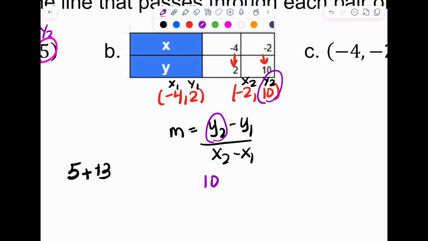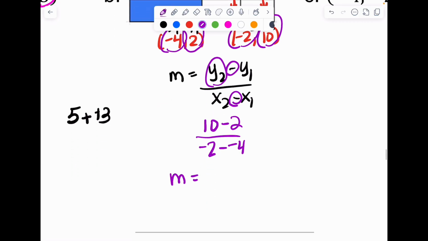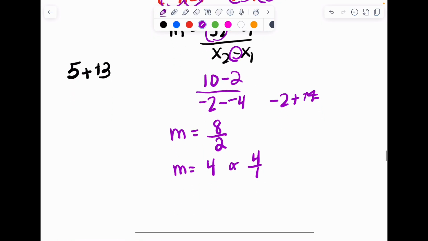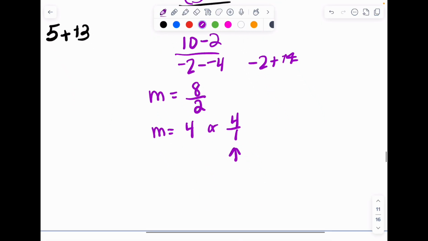y2 is 10. Carry down that subtract. And y1 is 2. x2 is a -2. Carry down that subtract. And then you've got a -4. The numerator of this slope is 8. And -2 minus a -4 means we can actually add the 4. So we get 2. So the slope of the line is 4 or 4/1. I would accept either answer. Some people actually like it 4/1 because that tells me when we start graphing next week that we're going to go up 4 units over 1 unit.